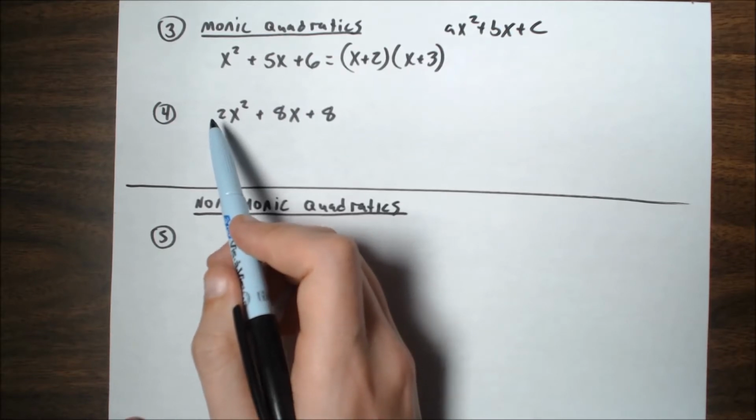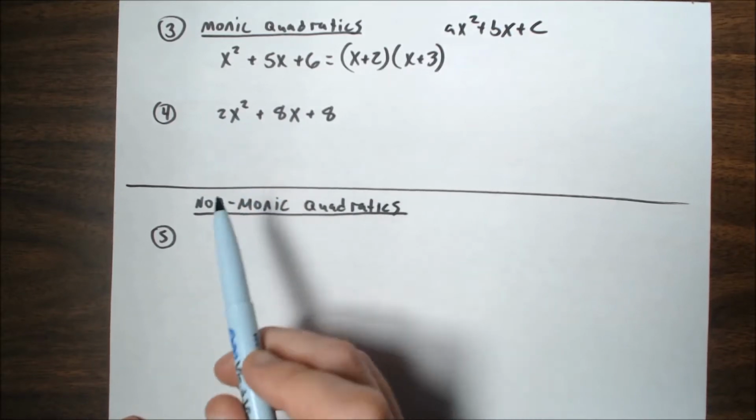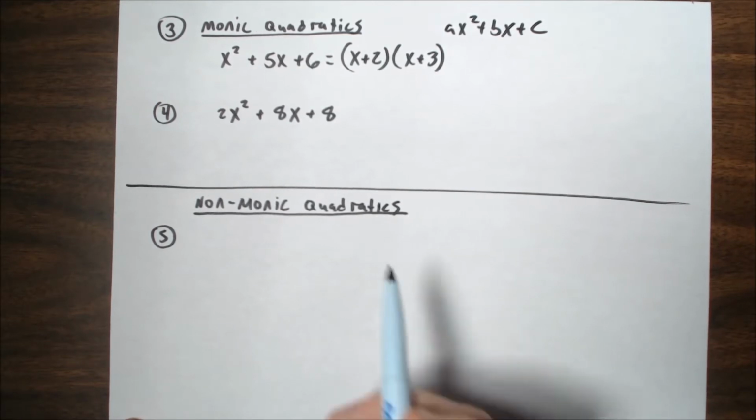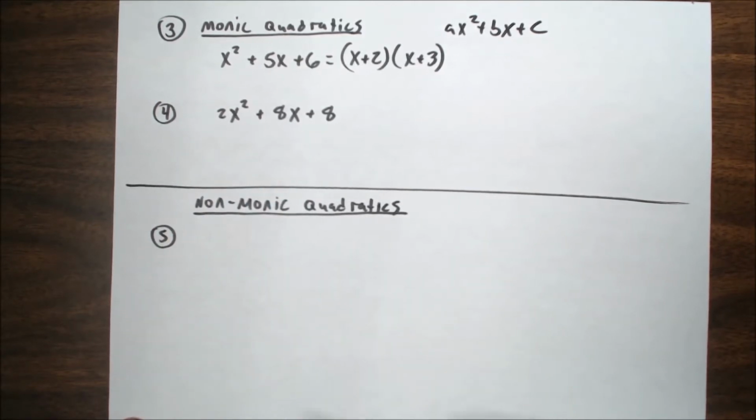In other words, can I factor out whatever a is? And in this case, I can't. You should always check for a GCF first. And I can divide all of this by 2 first before we even get started.